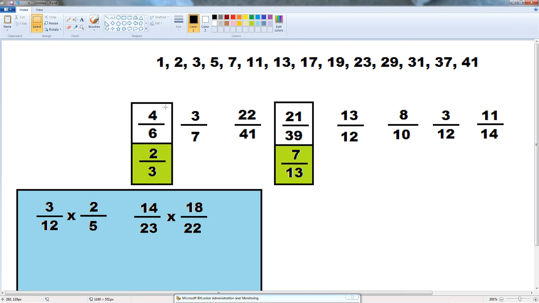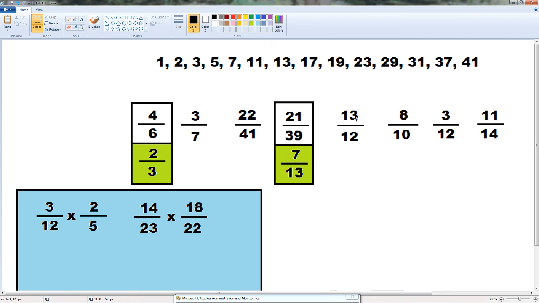Again, 4 over 6 is the same as 2 over 3 because you can divide both by 2. 4 divided by 2 equals 2, 6 divided by 2 equals 3. 21 divided by 3 equals 7. How do you know you're supposed to divide by 3? You just have to play around and guess. Like I said, if you add 2 and 1, you get 3. If you add 3 and 9, you get 12. They're both multiples of 3, so you know you can divide them by 3. You just have to figure out what the answer is, and it's 7 over 13.